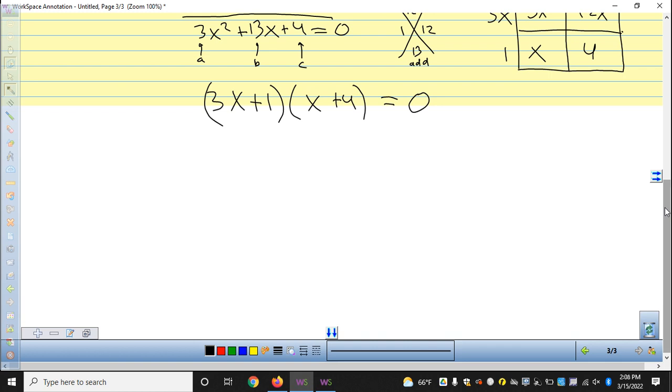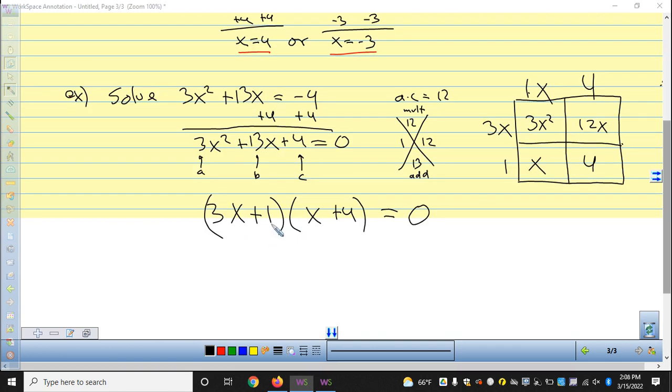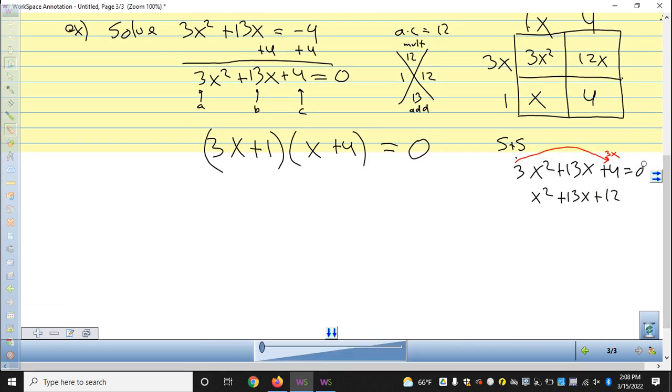So I factored this. We need to find x. Before we find x here, I'm going to show how to factor this with slip and slide, just to remind us, for those of us that like slip and slide. So I'm going to say 3x squared plus 13x plus 4 equals 0. We're going to slip this 3 over here and multiply. So I get x squared plus 13x plus 12. And I'm just thinking of factoring this. I don't need to worry about it equaling 0, because I know I'm going to set it equal to 0.